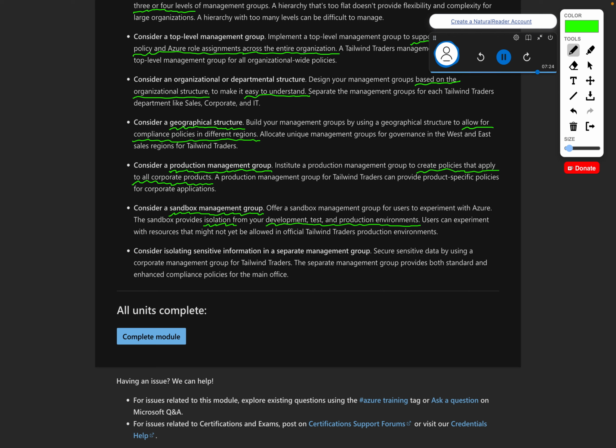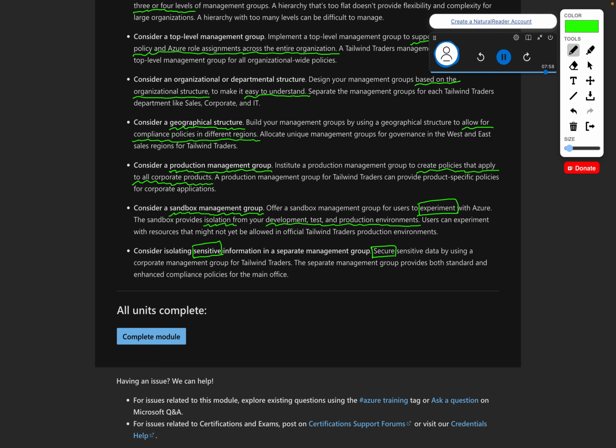Consider isolating sensitive information in a separate management group. Secure sensitive data by using a corporate management group for Tailwind Traders. The separate management group provides both standard and enhanced compliance policies for the main office.